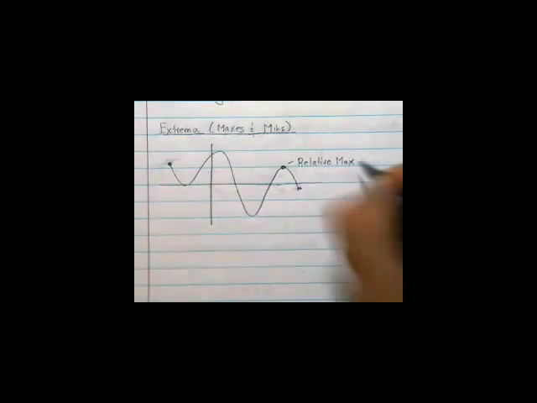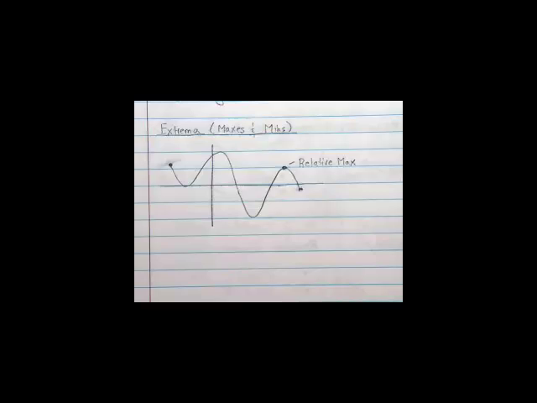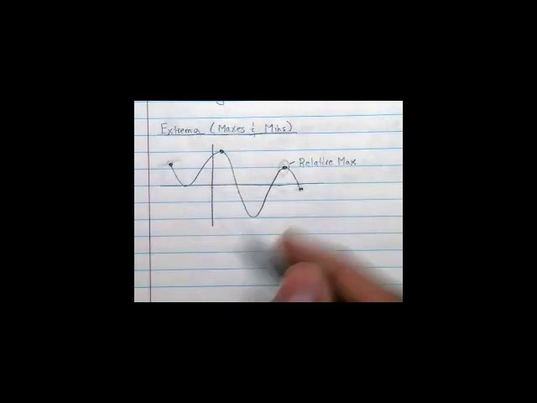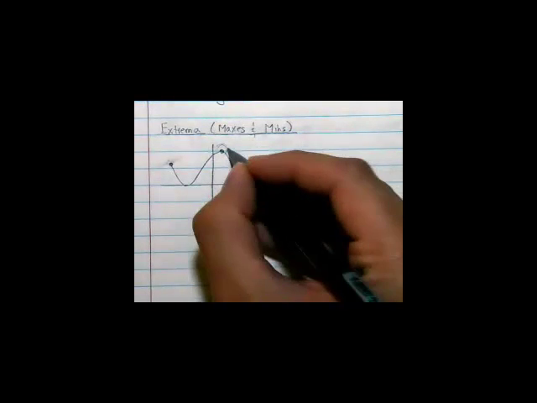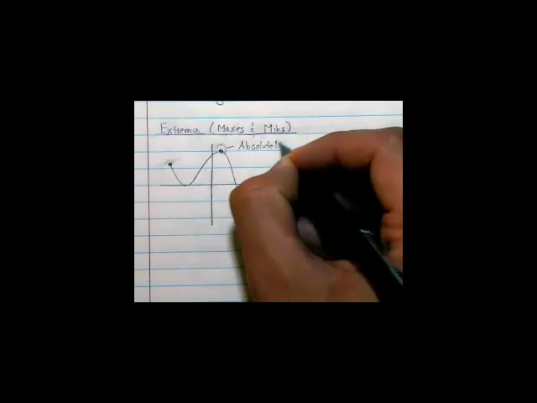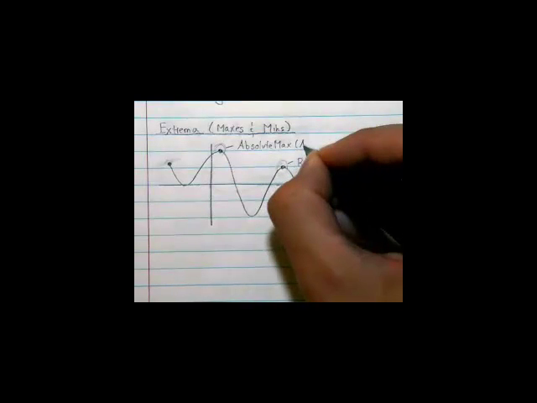So by relative, it means compared to what's around it. Okay? What's in the neighborhood, that sort of thing. What's close to it. That's a relative max. Now this maximum over here is an absolute maximum. It's also a relative max because it is the biggest thing around. But it is also the highest point of the entire function. So this one is an absolute max, but I'll put in parentheses also relative.